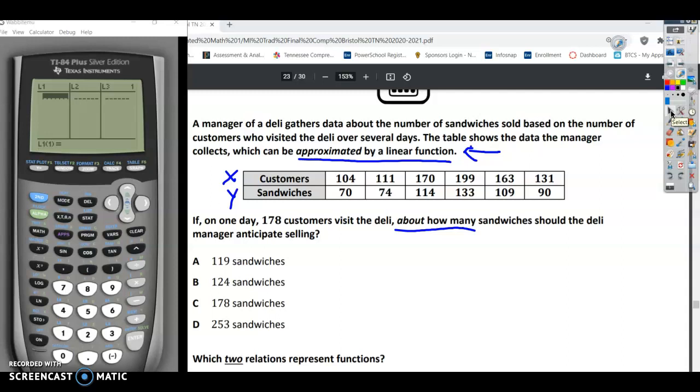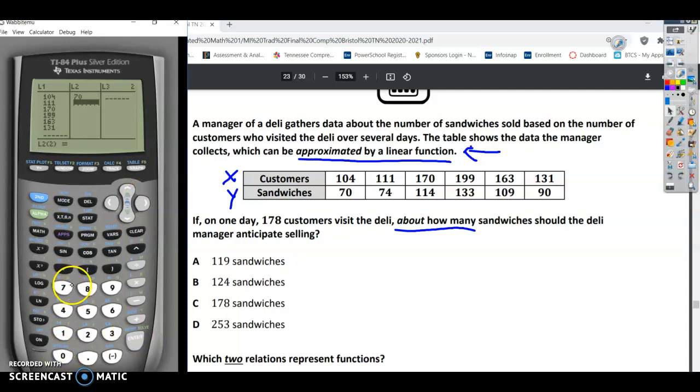So I'm going to put 104, 111, 170, 199, 163, and 131.